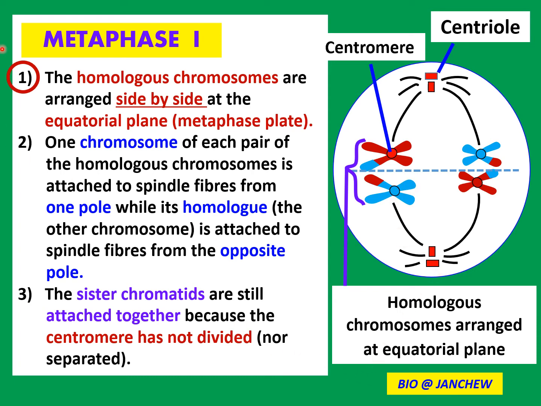Okay, so the important fact that you have to know here is homologous chromosomes are arranged side by side at the equatorial plane in metaphase I. Okay, memorize this because they like to ask what happens in metaphase I, metaphase II, and so forth.